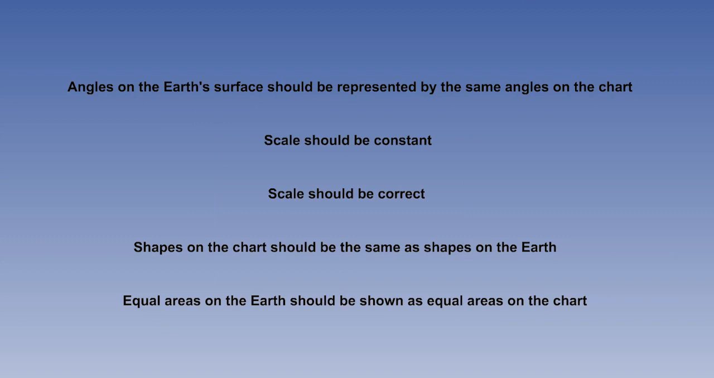And finally, on an ideal chart, equal areas on the Earth should be shown as equal areas on the chart. This may be important in some applications, for instance, comparing farming productivity. But does it matter to a pilot? Pilots don't make comparisons of area when flying.